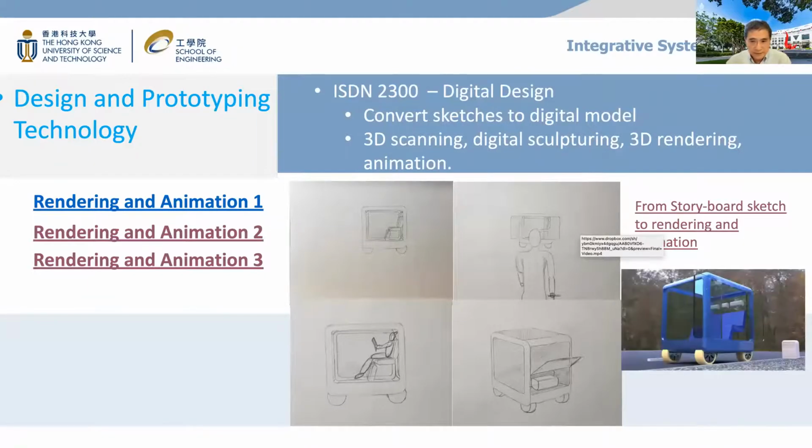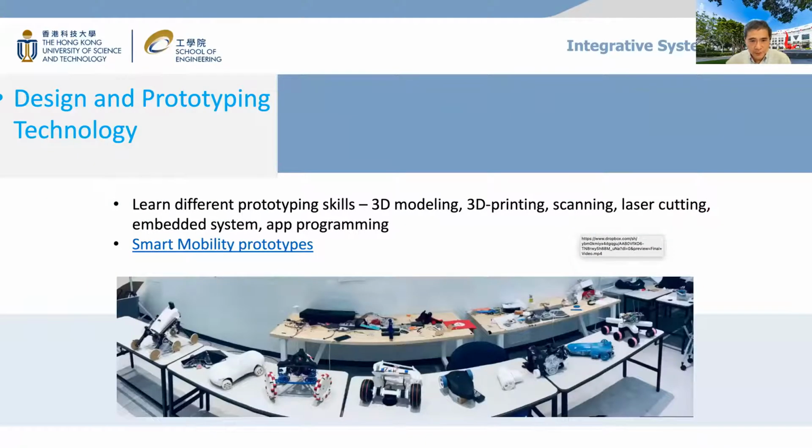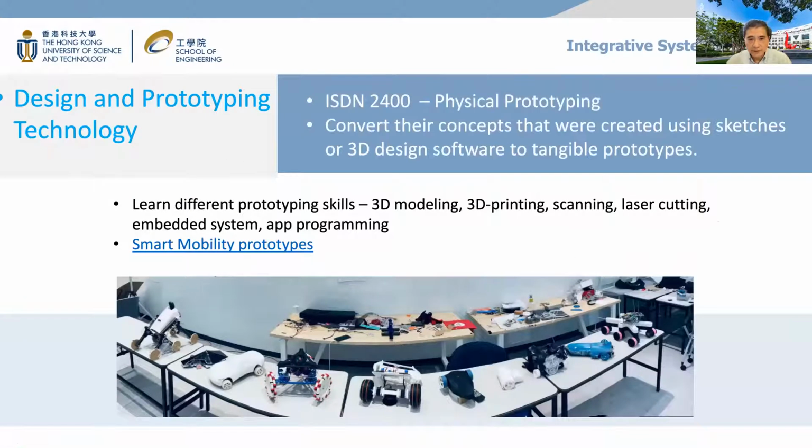So that is about digital design. Another course is on physical prototyping. 3D design gives you a software model and rendering, but ultimately we want a physical model. So we need to use different techniques to build the actual model, for example 3D printing, laser cutting, and other prototyping skills, as well as electronics and motors. Some of the projects you can see from this picture are from a course we run in the first year, where they build different types of mobility prototypes.